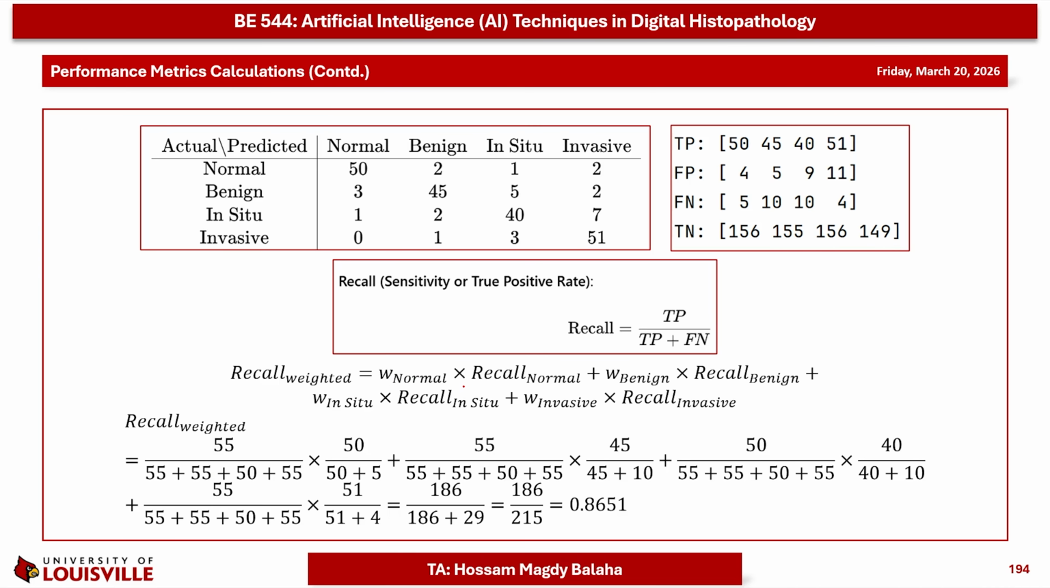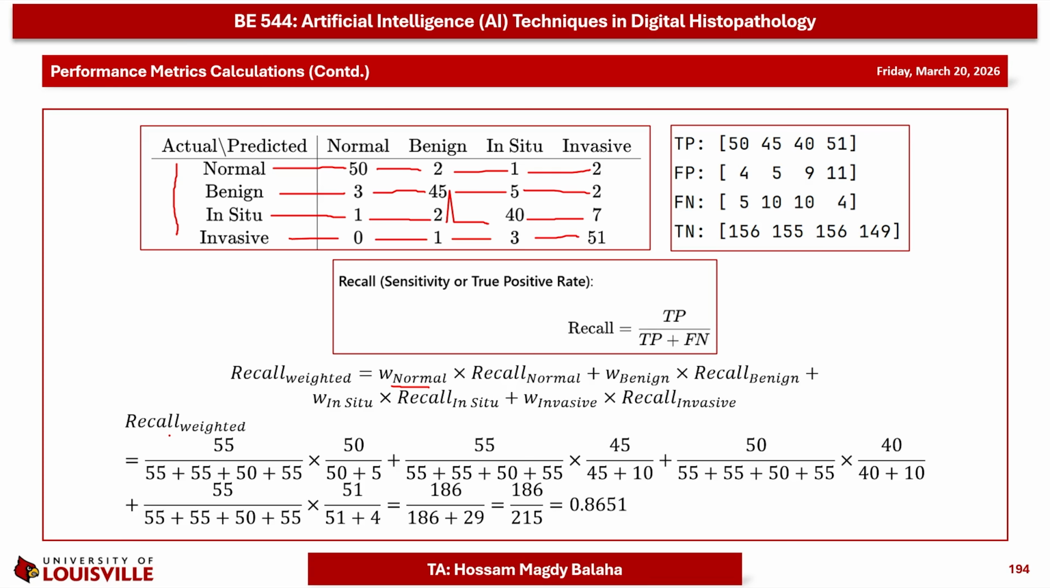Simply, for the normal, to determine its weight, we check which is the prediction and which is the actual in the confusion matrix. So we say here this is the actual and sum each row, and if the actual is in the column, sum each column. So here, the normal as an actual, we got 50 plus 2 plus 1 plus 2, so it's 55 over the summation of the whole matrix. For the benign, it's 3 plus 45 plus 5 plus 2 over the same number. For the in situ, 1 plus 2 plus 40 plus 7 over the same number. And for the last one, it's 0 plus 1 plus 3 plus 51.